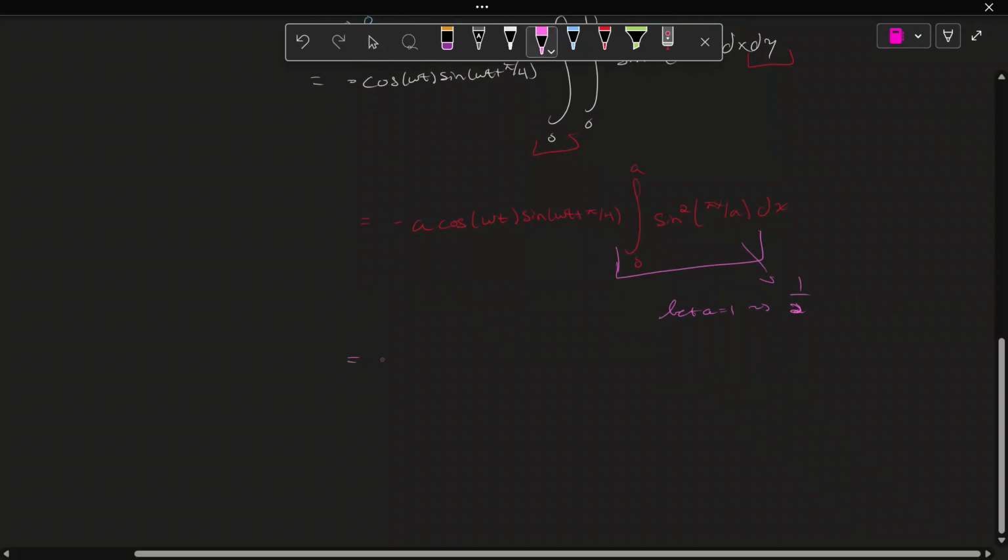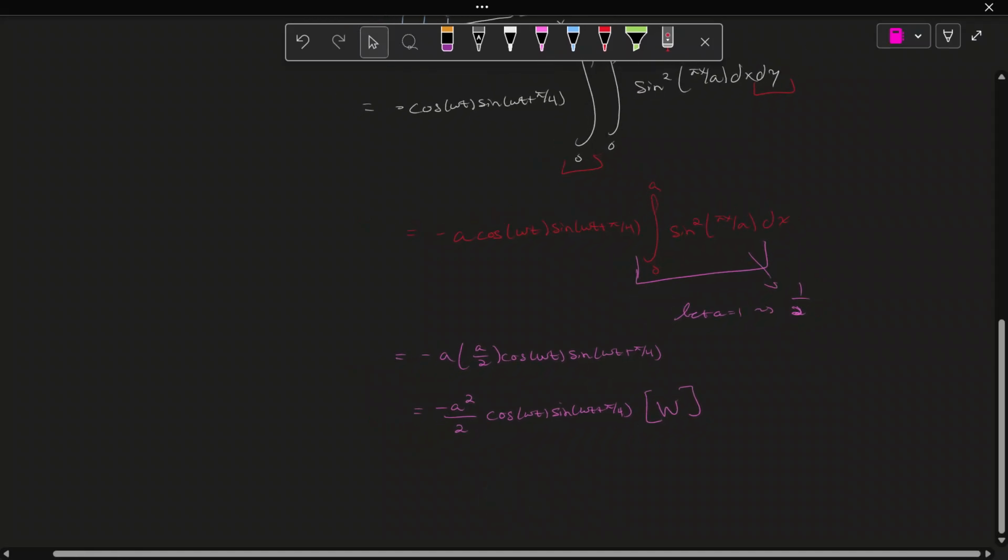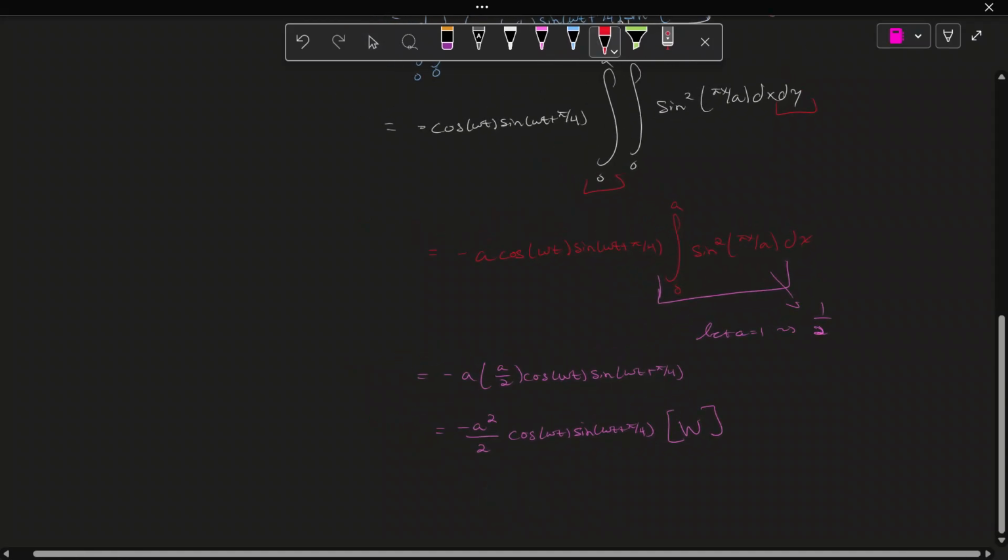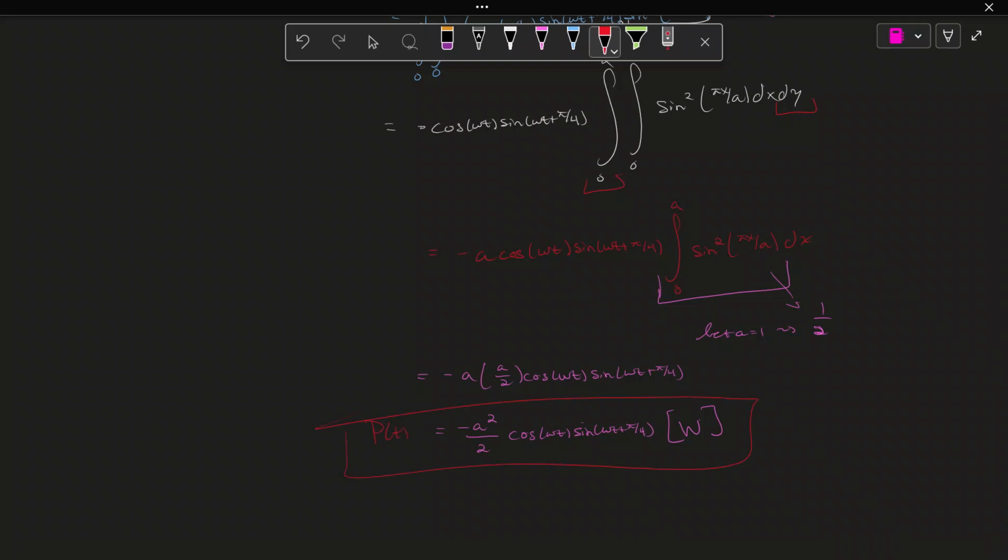So now what we have is negative a times a over 2 cosine omega t sine omega t plus pi over 4. And then you, of course, put negative a squared over 2 cosine of omega t sine of omega t plus pi over 4. I believe we're given calculators, or you can bring your own. So just do the integral on your calculator. You don't have to know how to do any integrals here. And this is the instantaneous power in the time domain. So that's what you should get for part A.